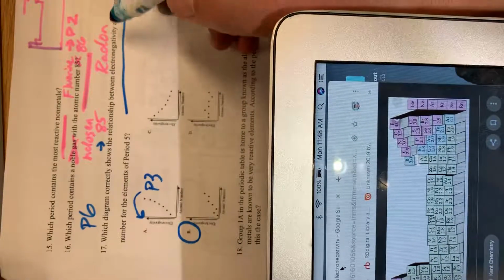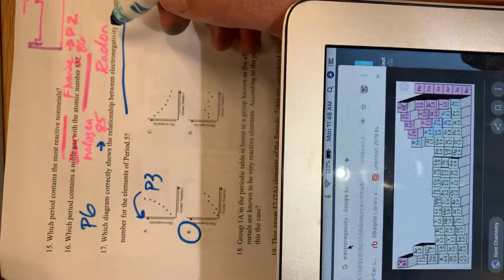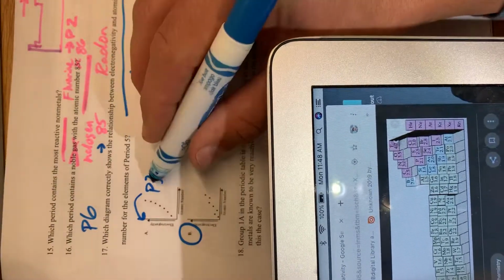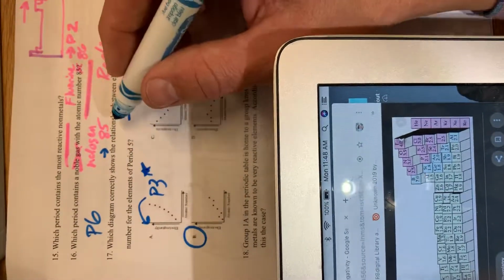That's what it means to have a periodic trend. And also, if you know the relationship between electronegativity and atomic number, you know that it's a periodic trend, so you would know that it's increasing.